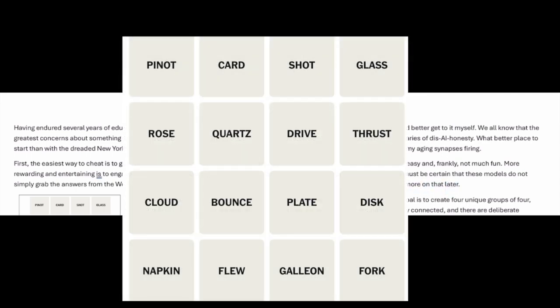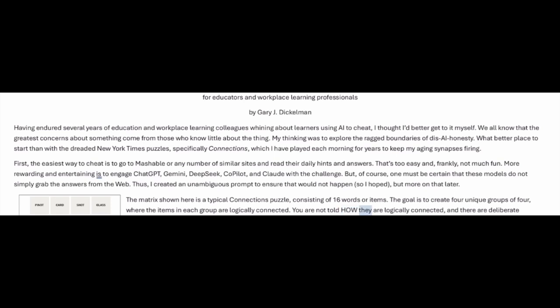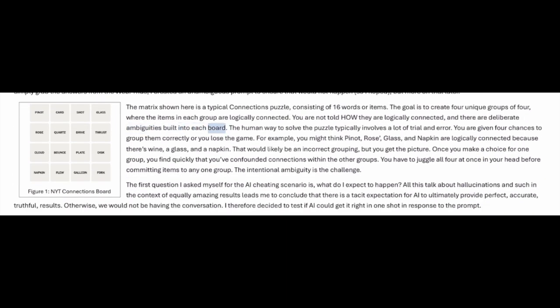The matrix shown here is a typical Connections puzzle, consisting of 16 words or items. The goal is to create 4 unique groups of 4, where the items in each group are logically connected. You are not told how they are logically connected, and there are deliberate ambiguities built into each board. The human way to solve the puzzle typically involves a lot of trial and error. You are given 4 chances to group them correctly, or you lose the game.